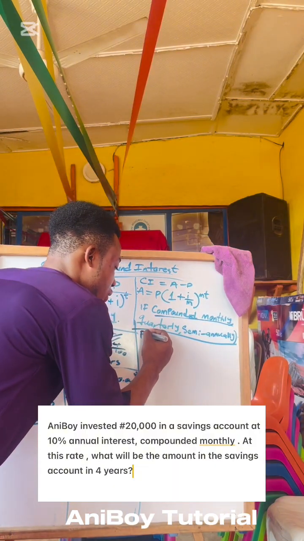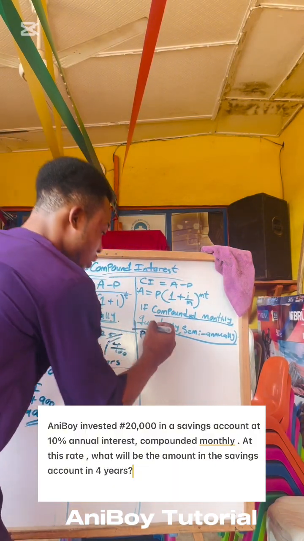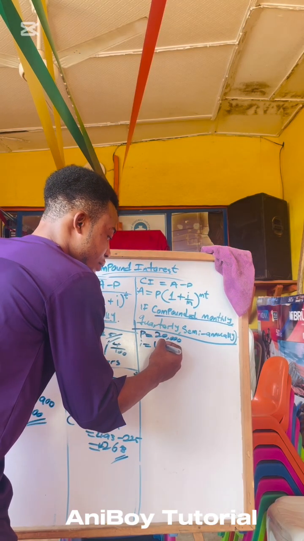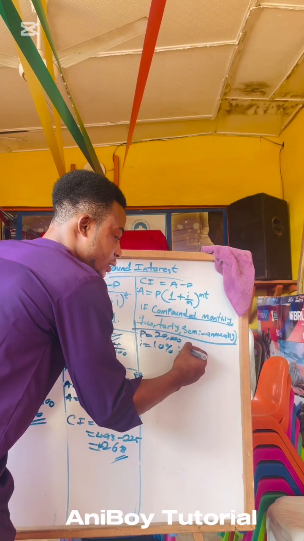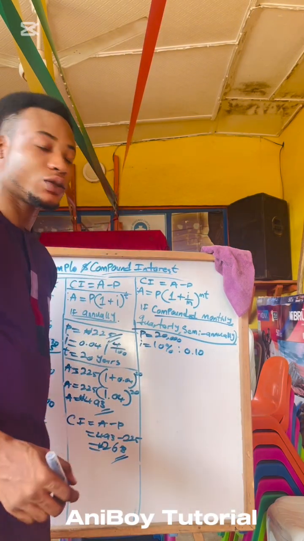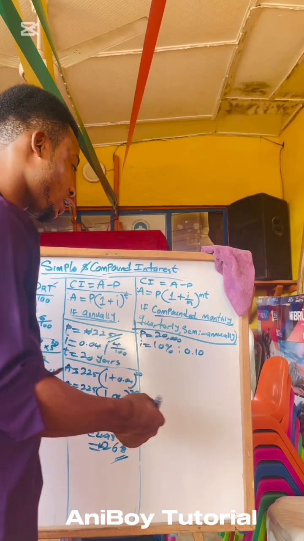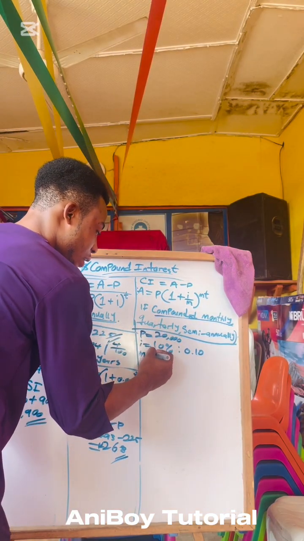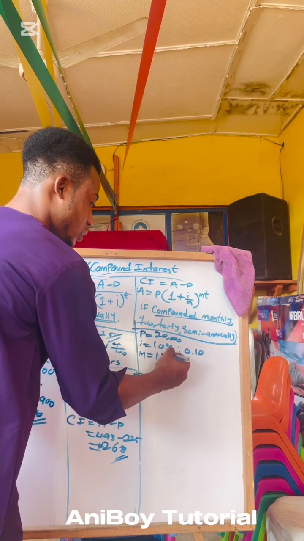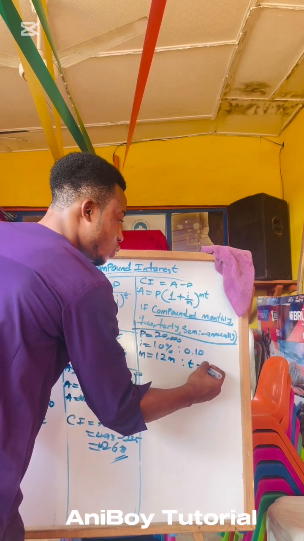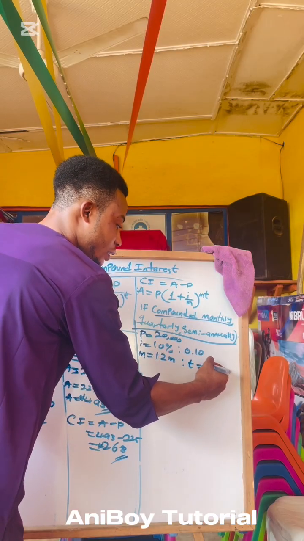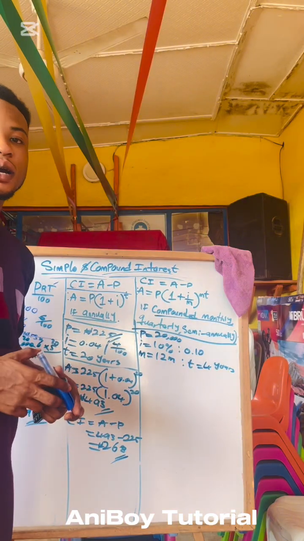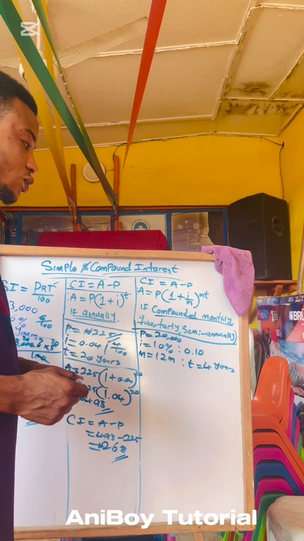So our principal in that question is how much? Our principal is 20,000 naira. What is our interest, which is I? It is 10%, and we say we should write it in decimal so that we are not going to make mistakes. Then we write months. How many months do we have in a year? We have 12 months. And what is our T? Our T, the year, equals 4 years. So this is what we are expected to do.